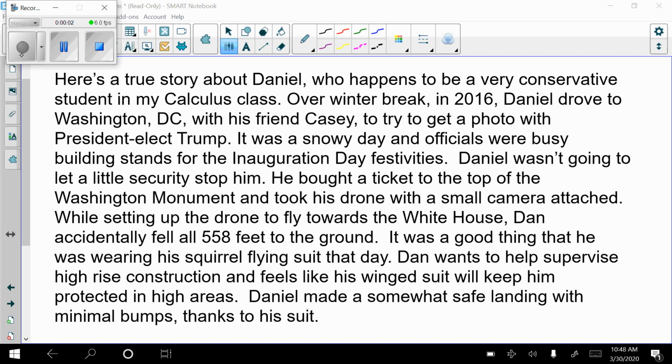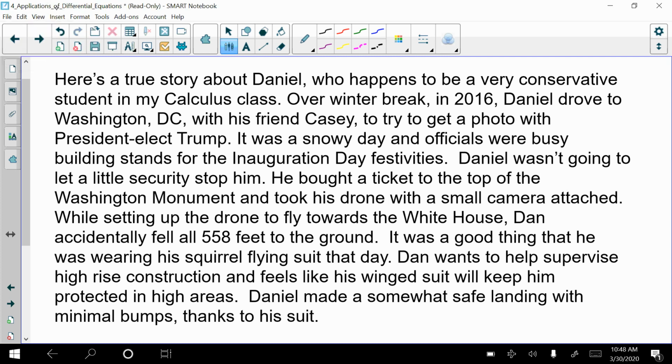Hey there, this is going to be part two of applications of differential equations. It's just a quick recap. In part one, we demonstrated how you could use separable differential equations to create the velocity or the position functions based off of acceleration due to gravity, where we start off with a differential equation.